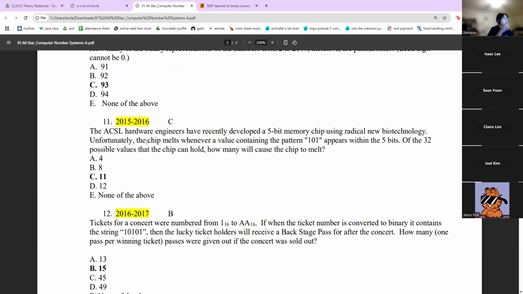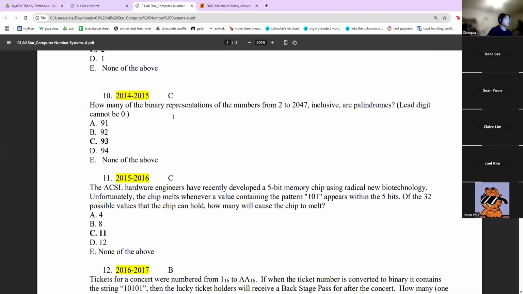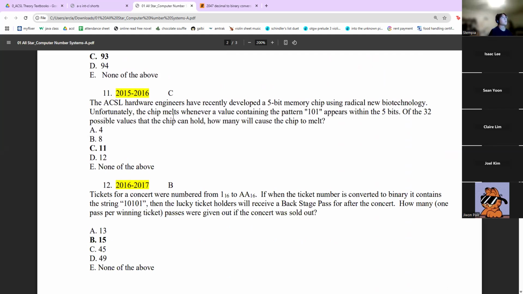11 is the last one that I wanted to go over, and it's a very similar question to, I believe, number 7. The ECSL hardware engineers have recently developed a 5-bit memory chip using radical new biotechnology. Unfortunately, the chip melts whenever a value containing the pattern 101 appears within the 5 bits. Of the 32 possible values that the chip can hold, how many will cause the chip to melt? Of the 32 possible values, how many contain the pattern of 101?